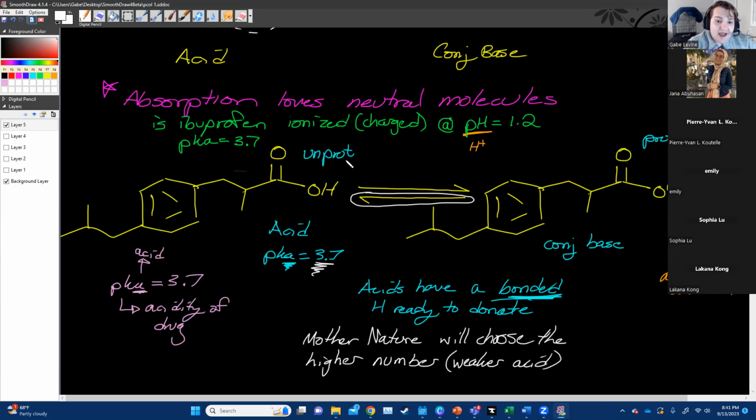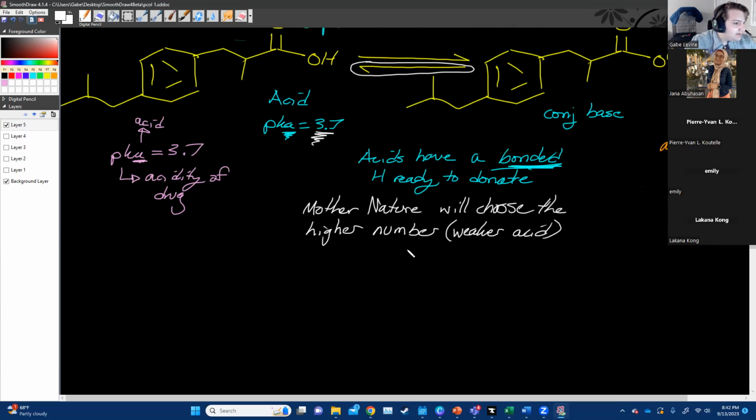if we were to have ibuprofen at a pH of 1.2, the structure that we would find it in is this one off to the left. So in terms of our question, is ibuprofen charged at a pH of 1.2? The answer would be no, because it's the unprotonated, uncharged form. Does that make sense? Should we do another practice?